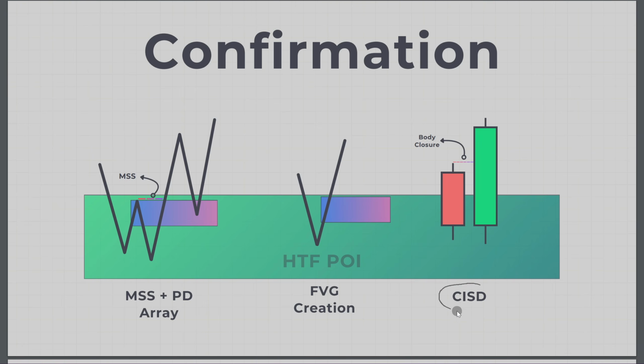Another one is change in state of delivery. This one is when we get consecutive bearish candles, and then we get one big bullish candle that engulfs the previous one. And you can also consider breaking above the consecutive bearish candles. I mean, it depends on how risky you want to go. This one is a change in state of delivery, and then you can look for a continuation.